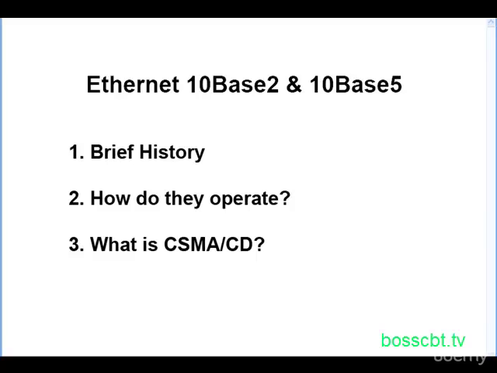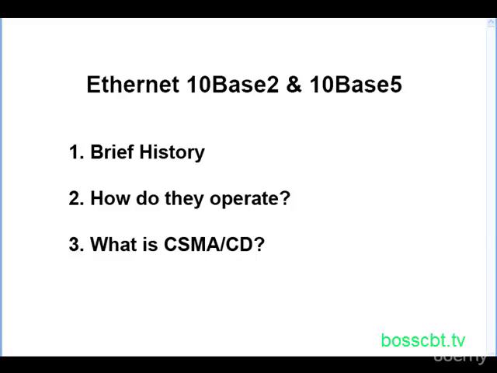Those are the more recent ones, and the concepts we'll cover are still relevant in these more recent implementations of Ethernet. So we'll start with a brief history of Ethernet, and then we'll move into how Ethernet operates, how these two specifications operate, and that's where we'll get into some good concepts. And then we'll touch briefly at the end on CSMA/CD. We'll take a look at what that is and how it fits into the overall picture.